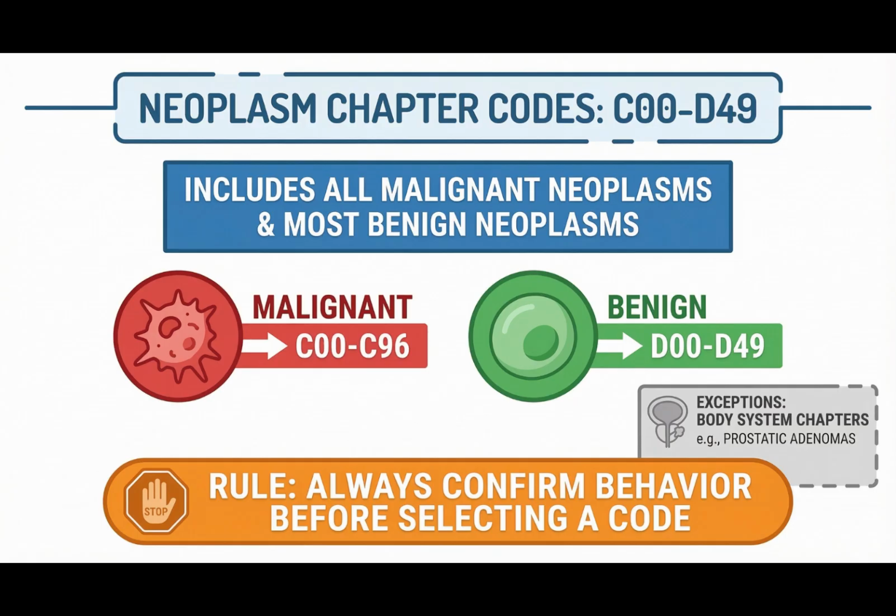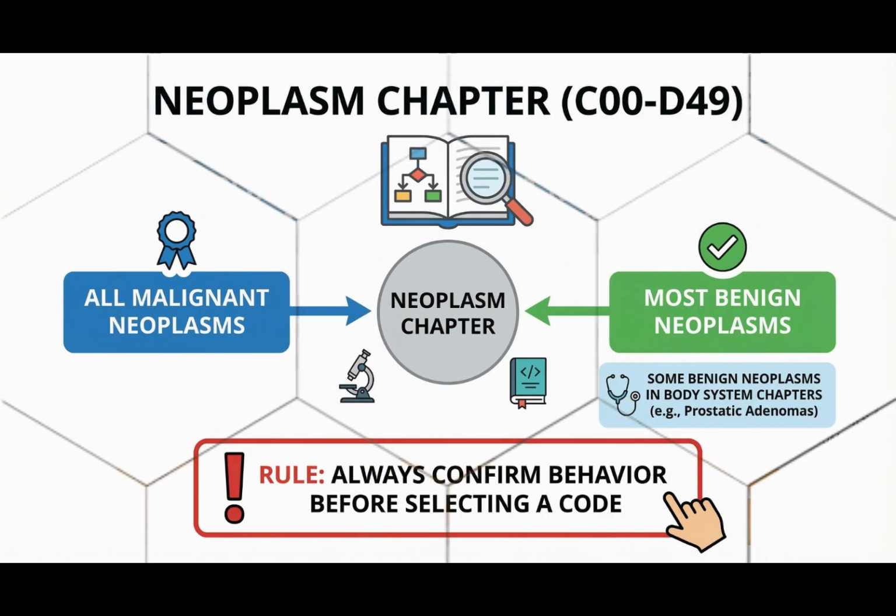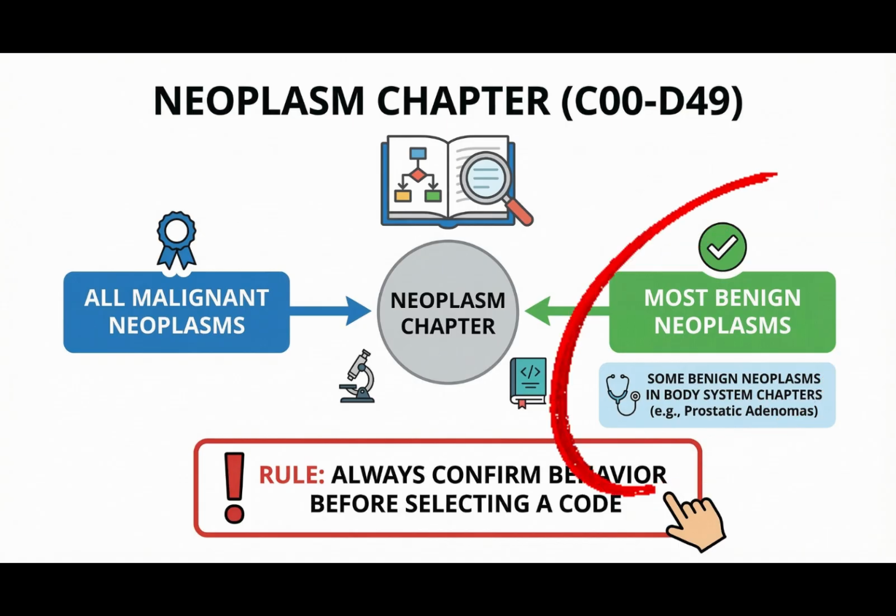Chapter 2 of ICD-10-CM covers codes ranging from C00 through D49. This chapter includes all malignant neoplasms, most benign neoplasms, and neoplasms of uncertain or unspecified behavior. However, there's an important detail every new medical coder must understand. Not all benign neoplasms live in Chapter 2. Some benign tumors, such as prostatic adenomas, are classified in body system-specific chapters instead.